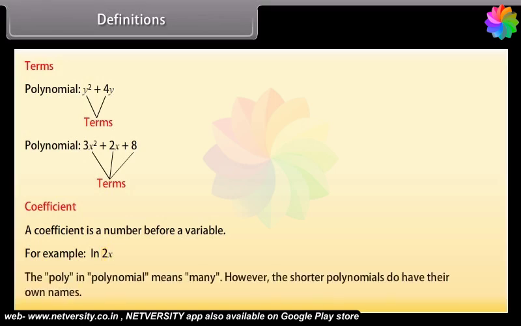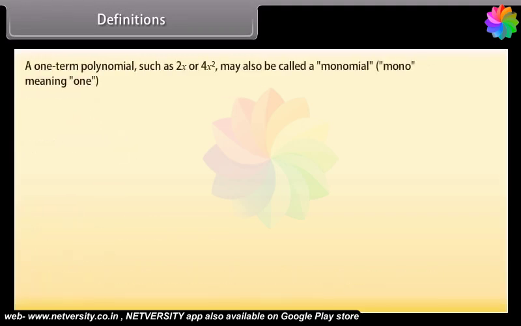The poly in polynomials means many. However, the shorter polynomials do have their own names. A one-term polynomial such as 2x or 4x square may also be called a monomial, mono meaning one.